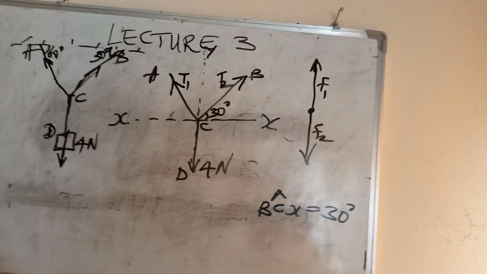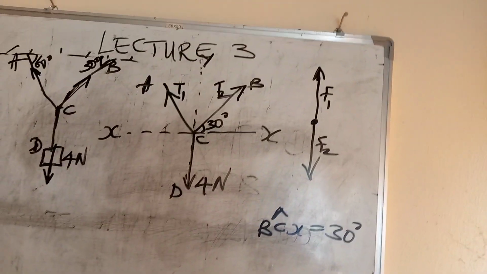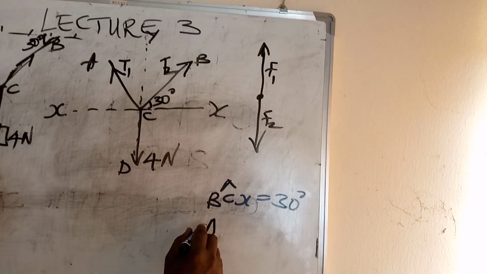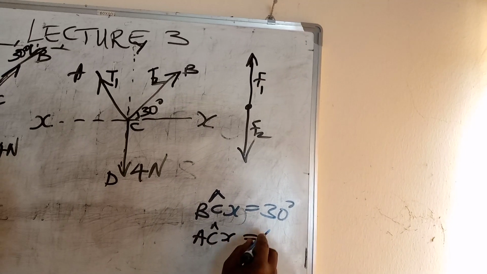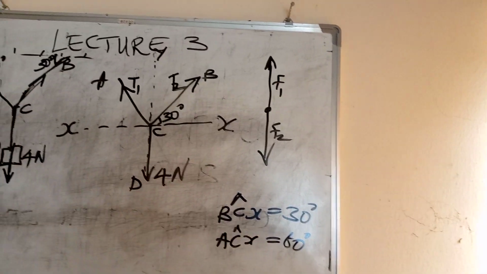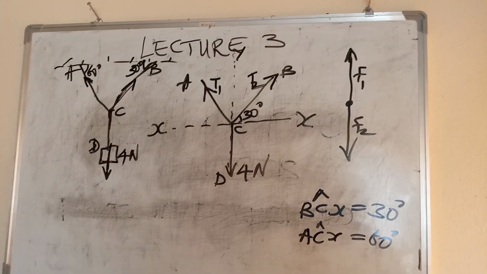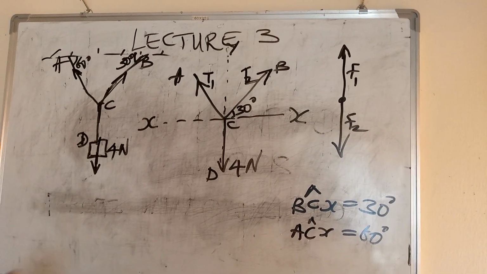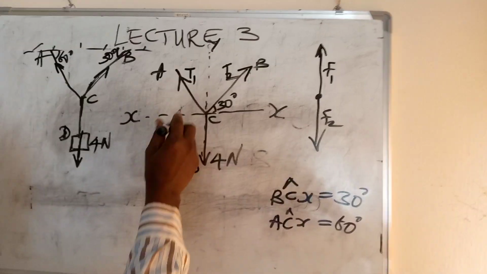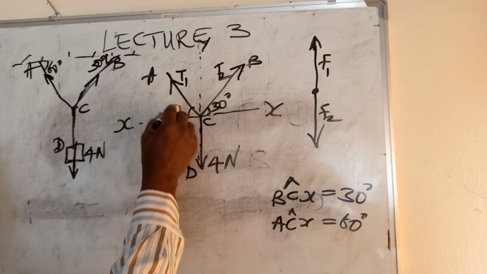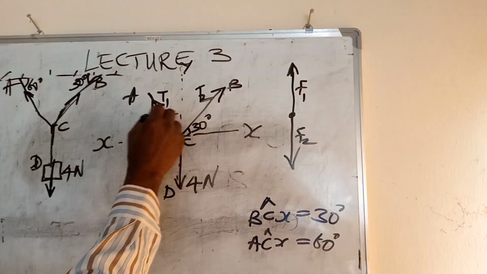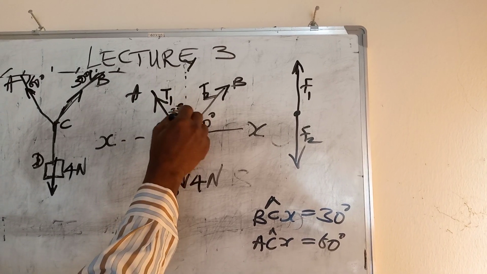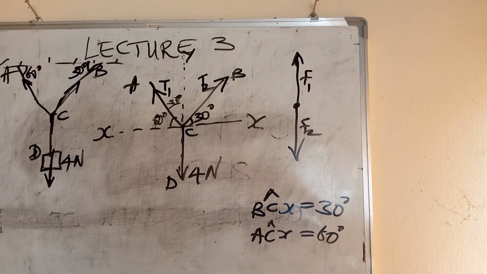The same way, angle ACX is equal to 60 degrees. It's also alternate to angle BAC. So since we have gotten these two angles now, this is also 60 degrees. That means this will be 30 degrees and this will be 60 degrees.